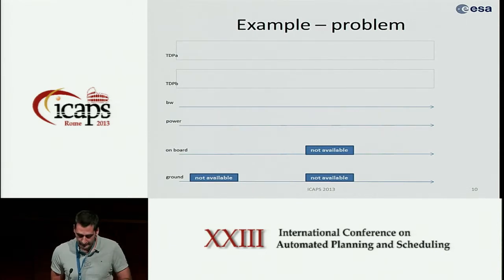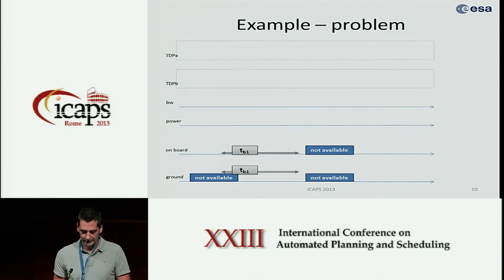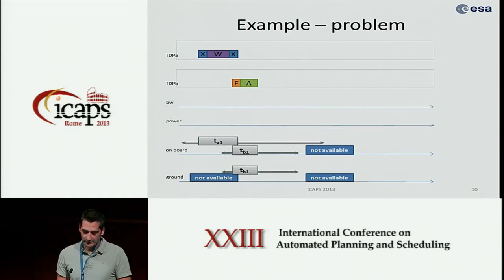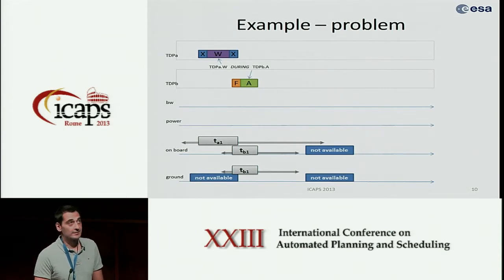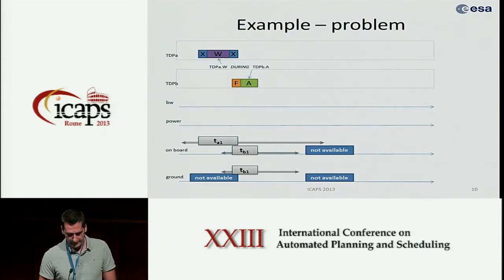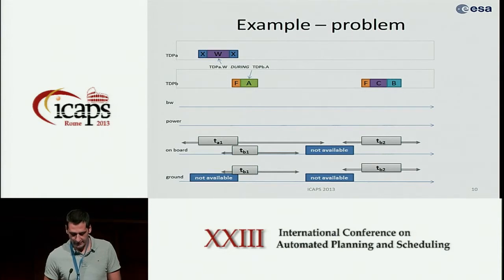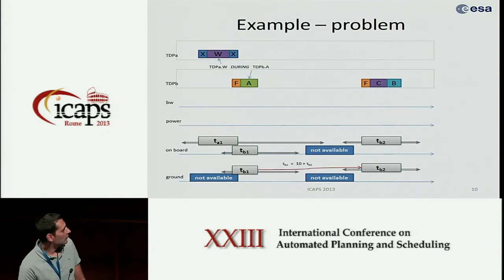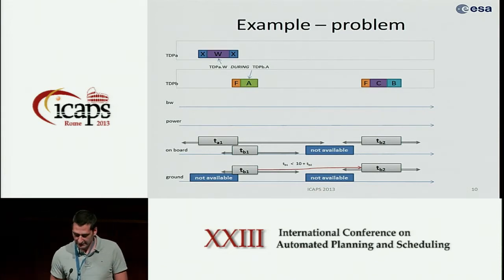So here I put an example where we have 4 tasks, 2 tasks allocated on 2 different payloads. And for instance, here we can have a domain constraint that is saying that the status W of A has to be during the status A of B. And then we have another couple of activities here. For instance, we can have these link constraints where we can also specify the minimum distance, minimum time lags, or also the maximum, but not in the example.